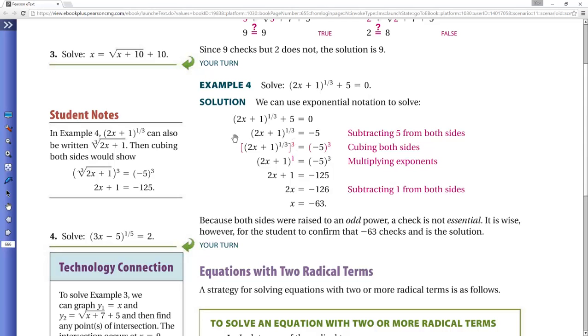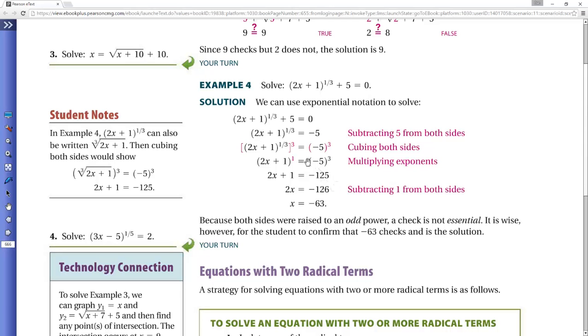And I can take this, use power of powers, which would allow me to take a number times 1/3. Well, what number times 1/3 gives me 1? That's the inverse of 1/3, or 3/1, the reciprocal. So we have this reciprocal effect, and I end up with this going to 1. In other words, there's no radical here anymore. Again, I don't have a fractional exponent, and I have to cube both sides, so I get this. So I end up with 2x plus 1 equals -125.